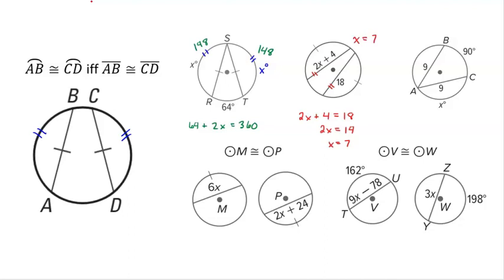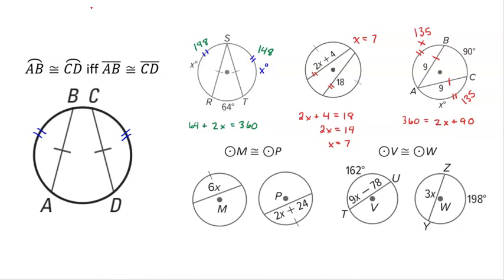Okay, and then on this last one, we don't have any congruency marks, but they're telling us that AB is 9 and AC is 9. So both of these chords are congruent, which means both of these arcs are congruent. And if this is x degrees, this would also be x degrees. And then I would do 360 equals 2x plus 90. Subtract by 90 and divide by 2. And I get 135 for both of these. And then I can always go back and add all three of these up to see if it works out.